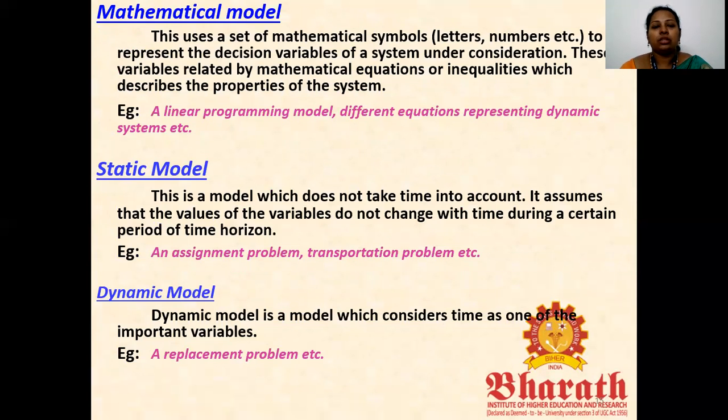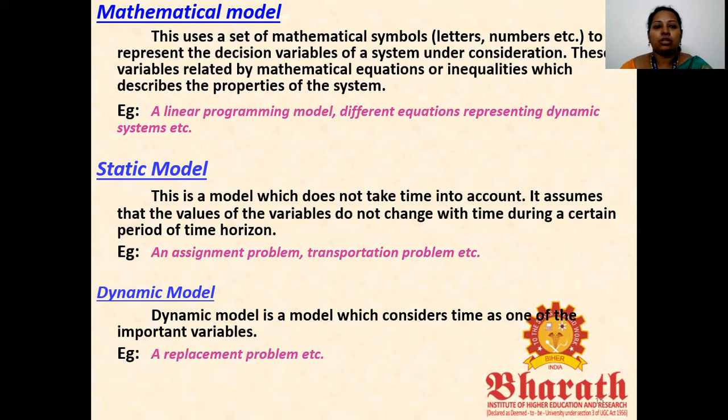Then the mathematical model. While using a mathematical model, we have to select some letters and numerical data, etc. To define a mathematical model, we have to define a decision variable. The decision variable may control the system. The system may consist of some equations or inequalities. Based on the equations or inequalities, we can define this model. For example, a linear programming model or different equations representing a dynamic system, etc.